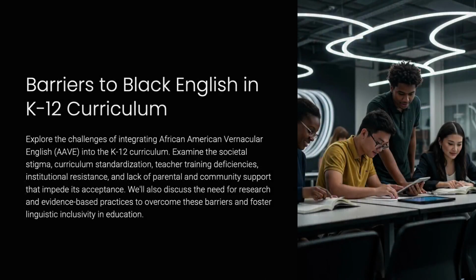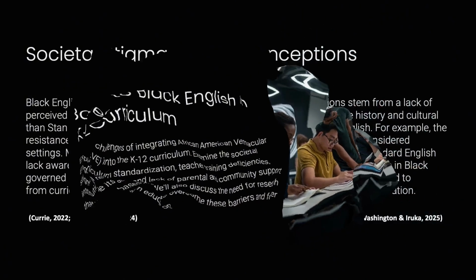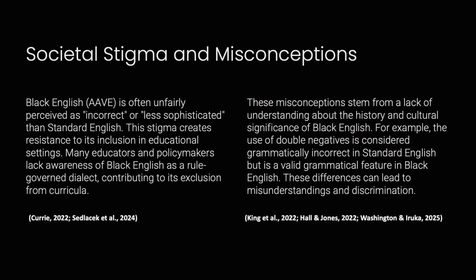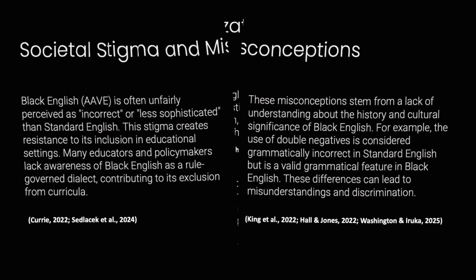Barriers to Black English in K-12 curriculum. Black English often faces societal stigma and is inaccurately perceived as grammatically incorrect or less sophisticated than standard English. This stigma can create resistance to its inclusion in educational settings. Many educators and policymakers may lack an understanding of Black English as a legitimate dialect with its own grammatical rules and rich cultural history. This lack of awareness can lead to its exclusion from curricula.